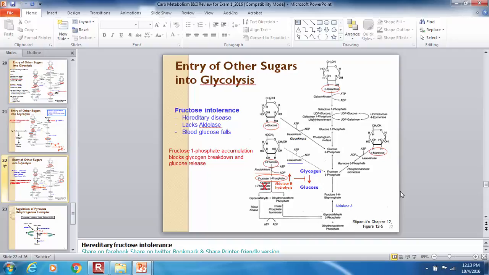Oh, that's a good question. So we're going to talk about that very late, I think, in the semester, like fuel utilization. Yes. So we talk about the sequential order or timing. So usually the glycogen breakdown happens earlier than the gluconeogenesis. So always we try to use the stored glycogen. If not enough, then we make the glucose. Yes. Yeah.